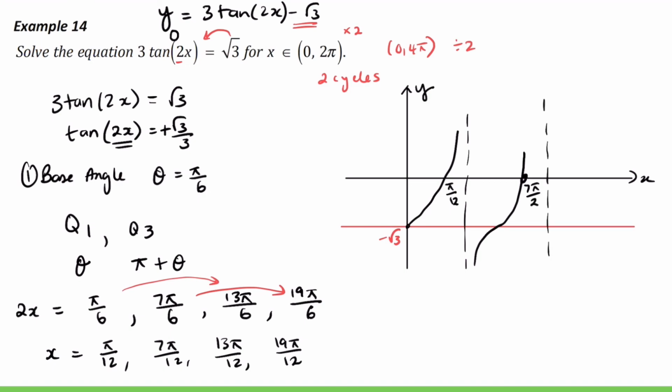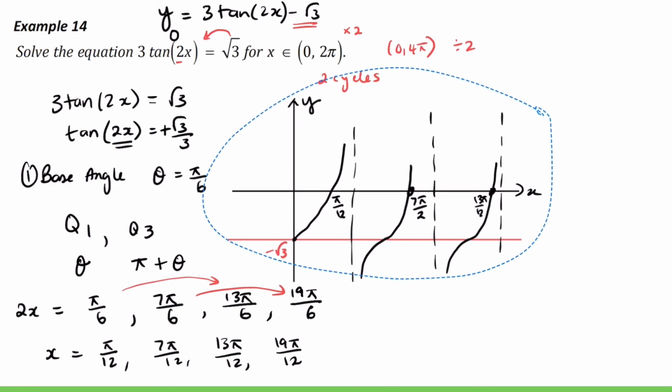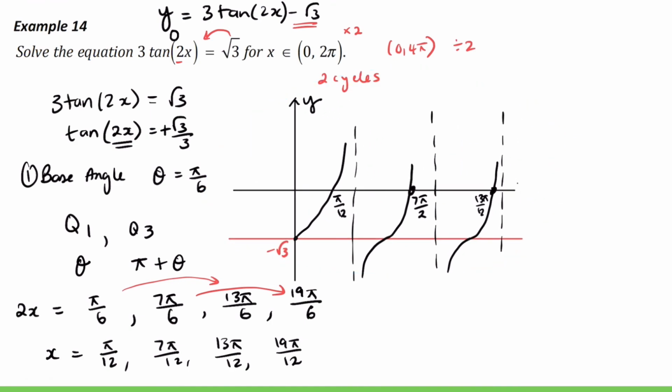I'll have another asymptote. And again, I don't know if this is going to fit. This will be 13 pi on 12. Sorry, I know you can't do this in your book, but I need a bit more space. And then we'll have our last cycle. That'll be 19 pi on 12. And I know that that's going to end at 2 pi. So we need to see whether the asymptote will be able to lie in between there or not.